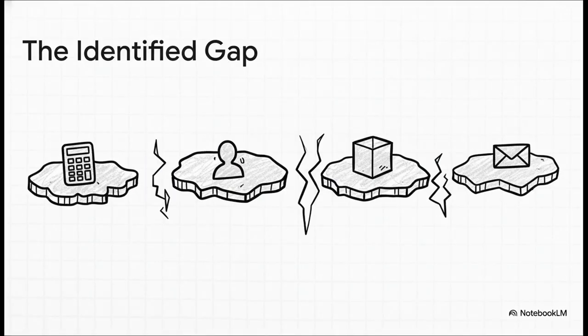The source then immediately highlights the gap. A1 Accounting is using a whole collection of separate, unconnected systems: MYOB for accounting, Salesforce for customers, Dropbox for files, and Gmail for email. This fragmented approach is in direct conflict with their stated goal of a unified data warehouse.